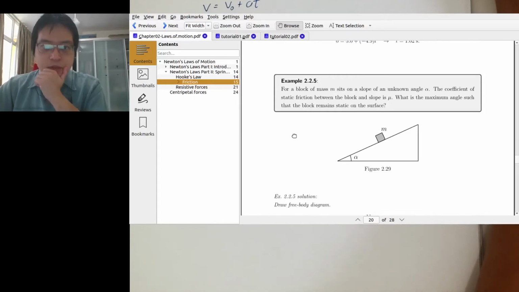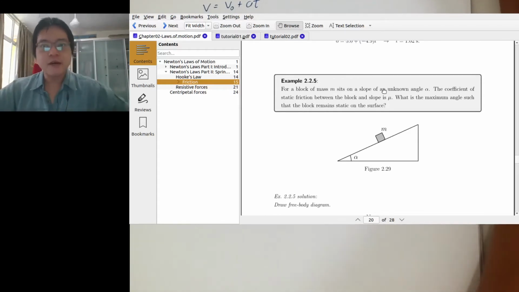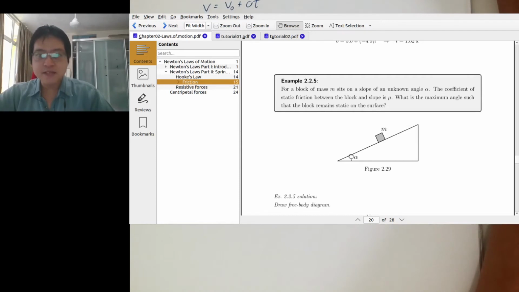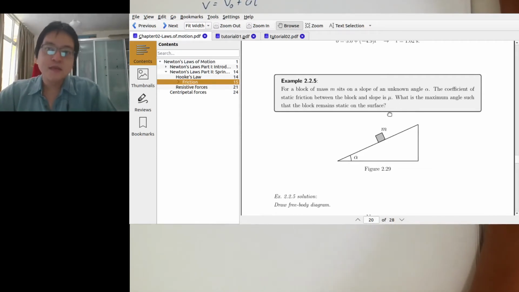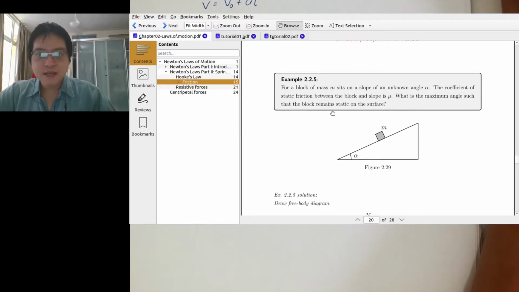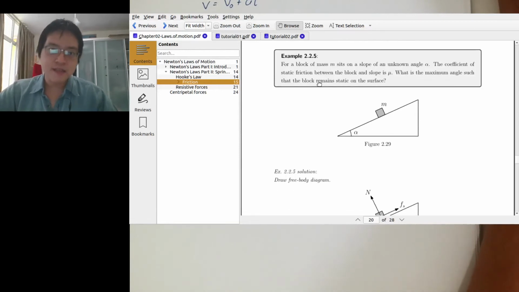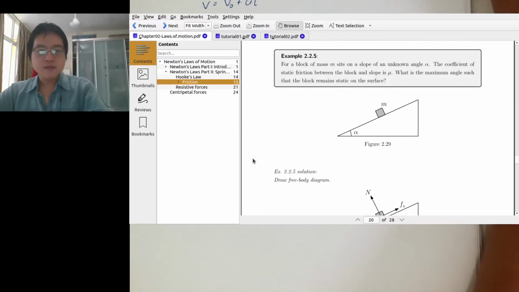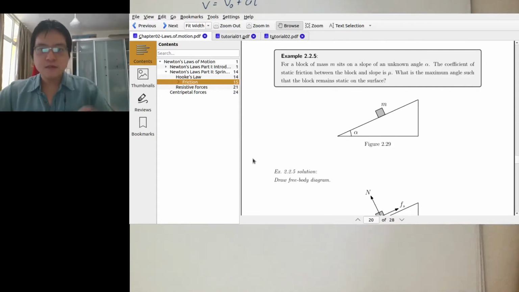The next example is 2.5. Right now I have a sloped surface at the angle alpha. The coefficient of friction is just some number mu, so this one is for arbitrary numbers. We just want to find a formula for the maximum angle. What is the maximum angle such that the block remains static on the surface? So this is a static friction question. I want to find the maximum angle. Okay, so let's try to do this.